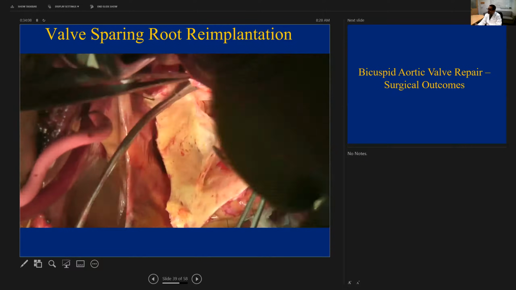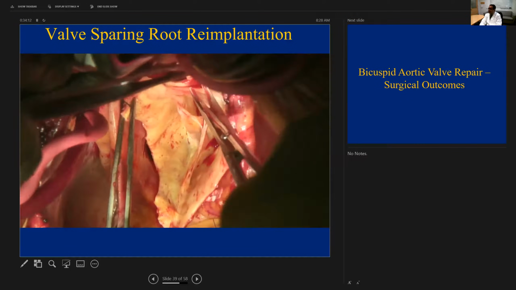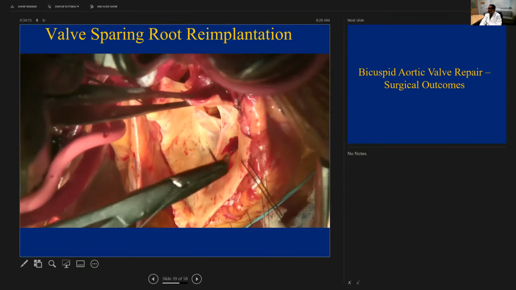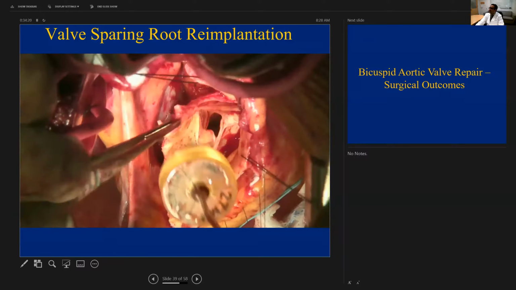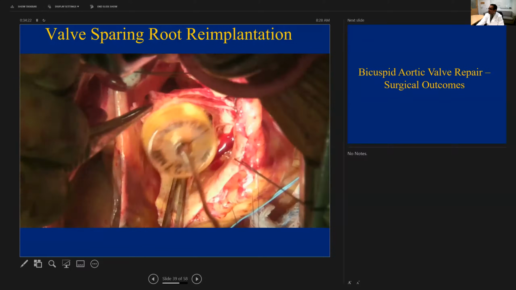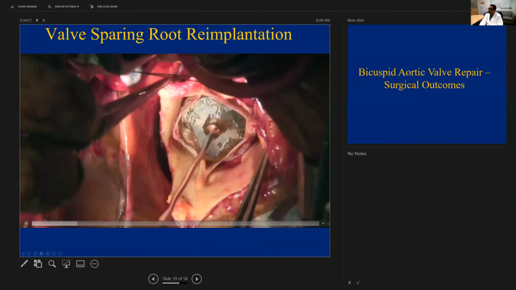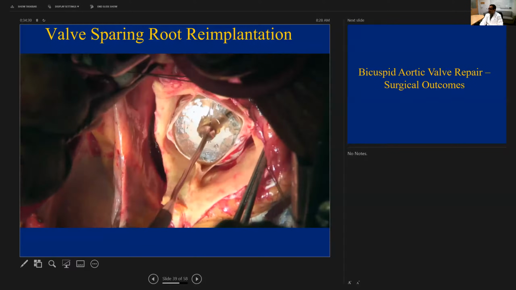Once we are committed to this and we're committed to the reimplantation procedure and the repair, the next thing we do is to cut out the sinus segments and then cut out the left and right coronary artery buttons. So here you can see that the left coronary artery button has been cut out. So we leave a lip of aortic tissue attached to the annulus, but the rest of the sinus is completely cut off. We size the annulus to get an idea about the kind of graft we want to put in.